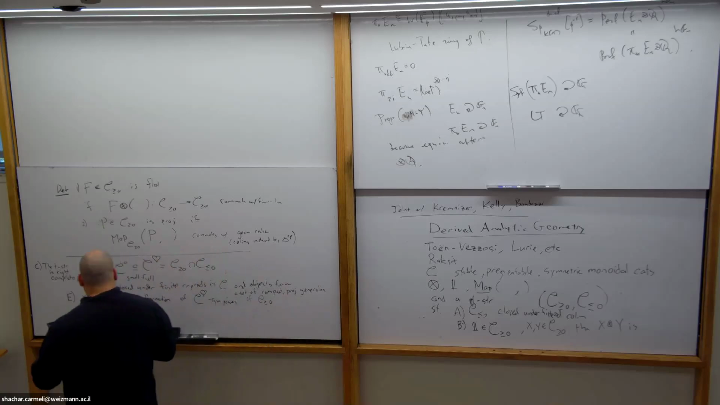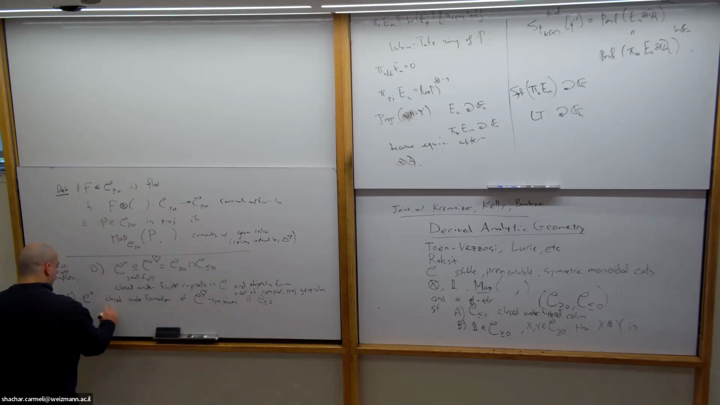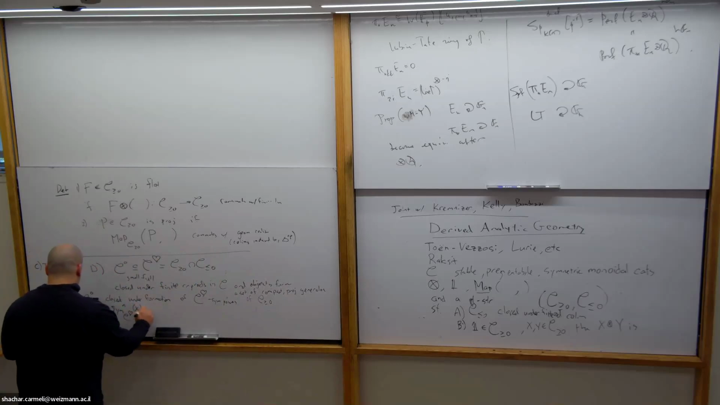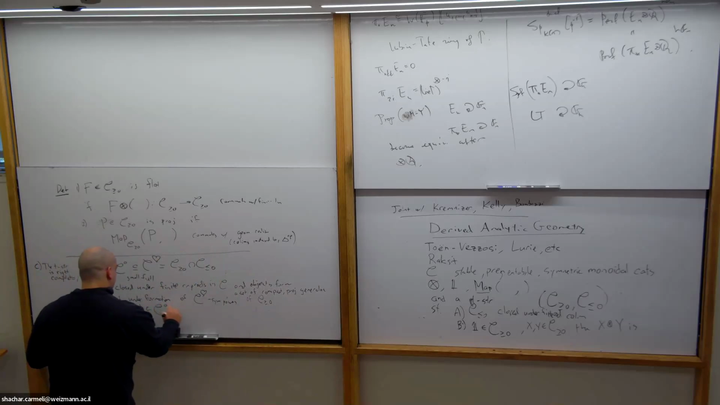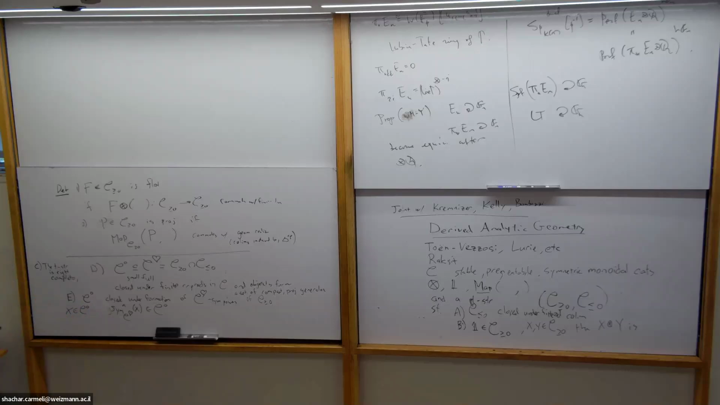Are we defining a context now? Yeah, I'm getting to the end of the definition. So in other words, Sym^n of X is in C₀ whenever X is in C₀. And that's the end of the definition.